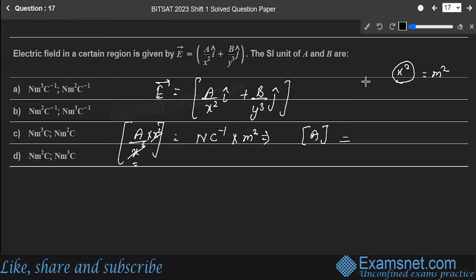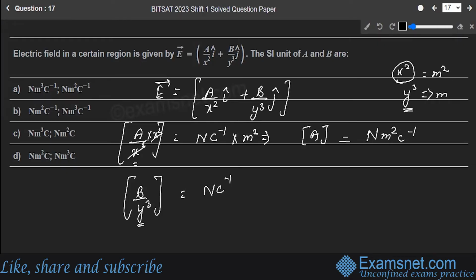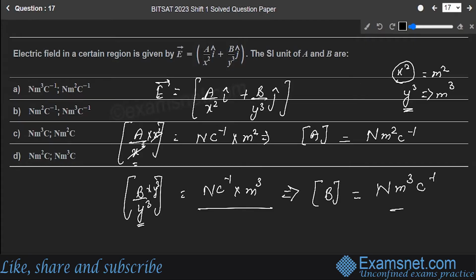So this will give me the vectors, the units of A will be equal to Newton meter square per coulomb. Same is for B upon y cube. Now this is again Newton per coulomb. To cancel out this y cube, y is in meters, and y cube units will be meter cube. To cancel out this thing, I have to multiply it with y cube. Similarly, I have to multiply the units with meter cube. This will give me the units of B are Newton meter square, meter cube per coulomb. This is option B. Hope you got that.